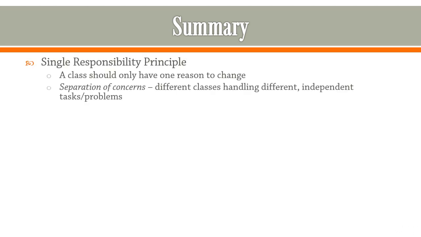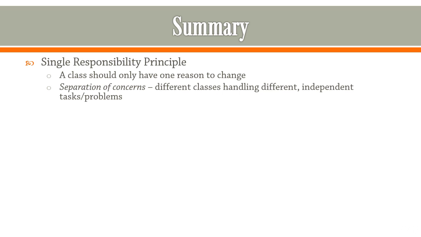Okay, so let's attempt to summarize the things that we've learned in this section of the course. So we looked at the SOLID principles, and the first principle we looked at is the single responsibility principle, and that is the basic idea that a class should only have one reason to change. Now, this is something that also relates to an idea called separation of concerns, which is roughly the same idea, that basically different classes handle different independent aspects of the overall system. So they handle different tasks, they solve different problems, and then of course you can combine them together.